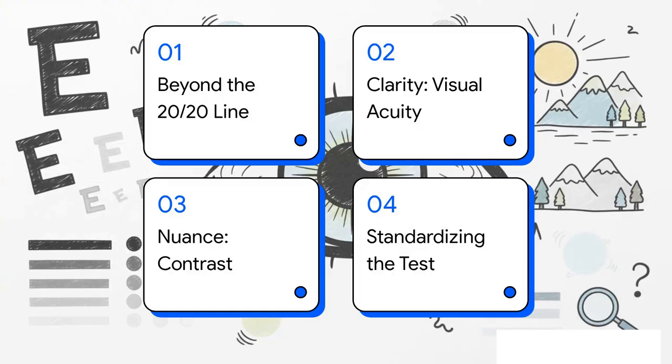So here's our game plan. We're going to start by looking beyond that 20/20 line to really get what it does measure, which is something called visual acuity. Then we'll introduce the big missing piece, contrast sensitivity. And finally, we'll talk about why how you test is just as important as what you test.